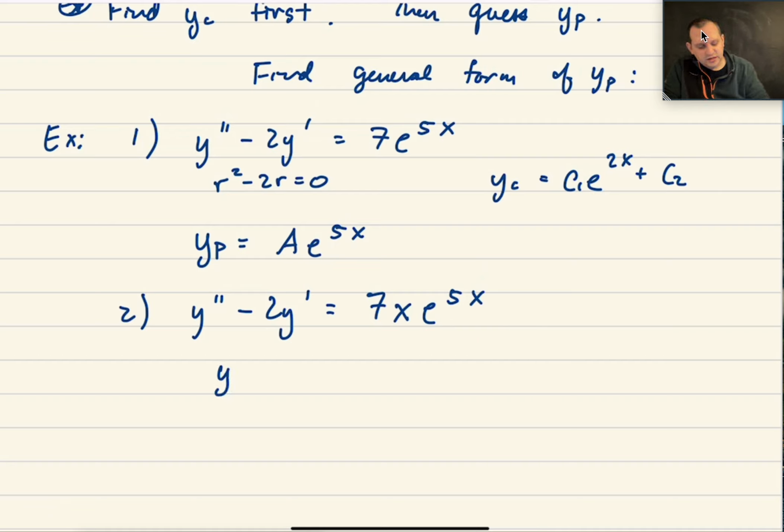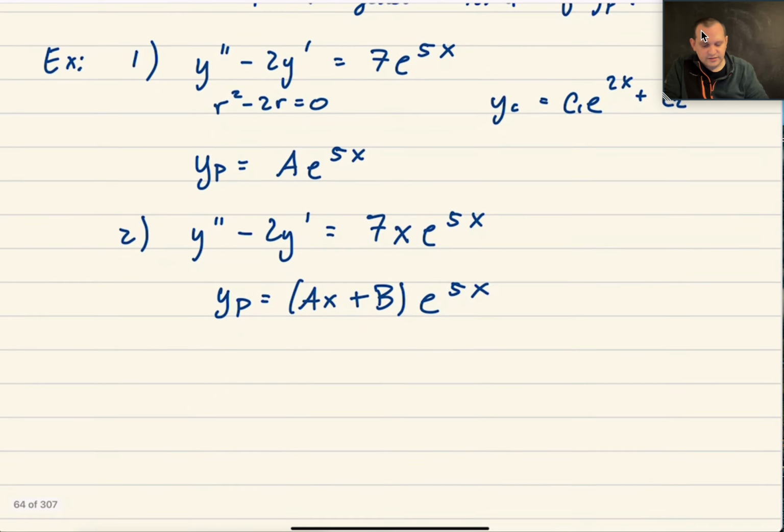So that tells us that our particular solution is just going to be, again, the way to think about this is that this is just a linear term times e to the 5x. So our guess for the particular solution is going to be a linear term times e to the 5x.